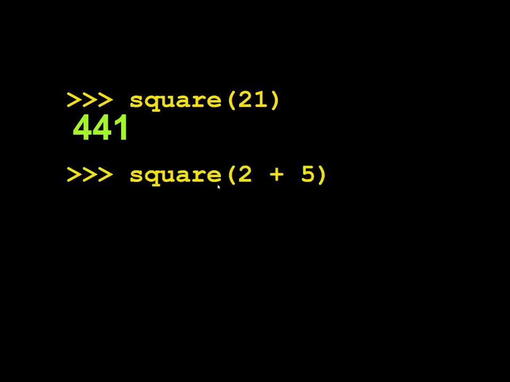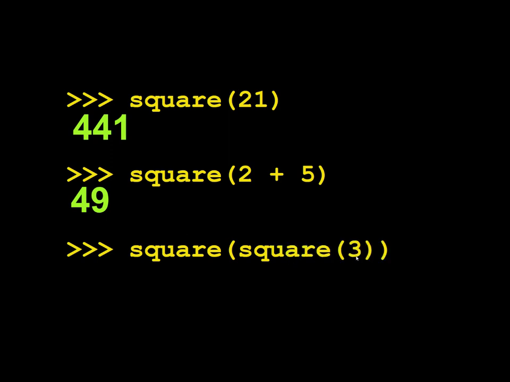Now if we type square(2 + 5), square is the function and it's going to square 2 + 5, which is 7. So square(7) is 49. Next example, if you want to square 3 and then take the square of the square of 3, you write square(square(3)), and square(3) gives you 9, the square of 9 gives you 81.